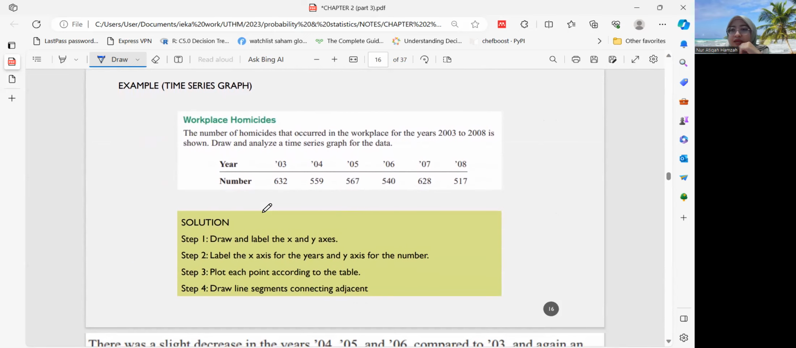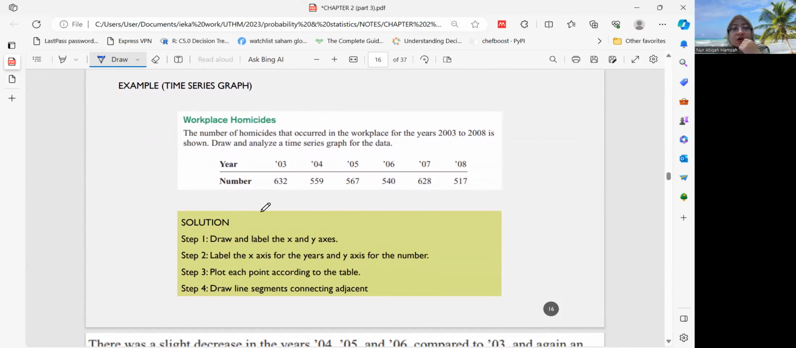Okay, let's see. This is an example. Okay, we want to construct the time series graph. Okay, workplace homicide.